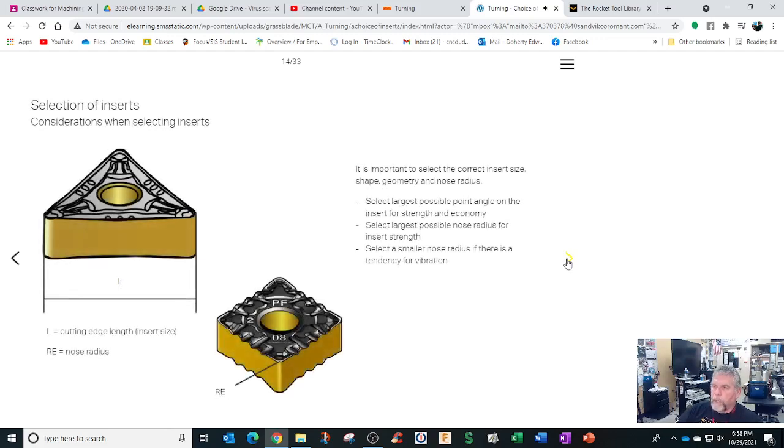Click on the blue fields for chip breaking diagrams for optimized performance. I'm not sure what that chart is trying to tell me. For the correct insert size, they're actually classified by size and thickness.